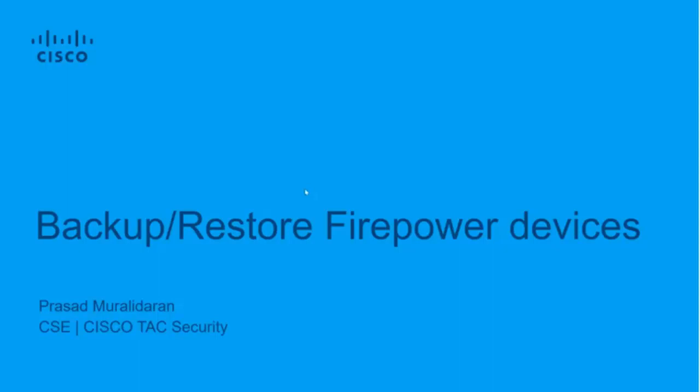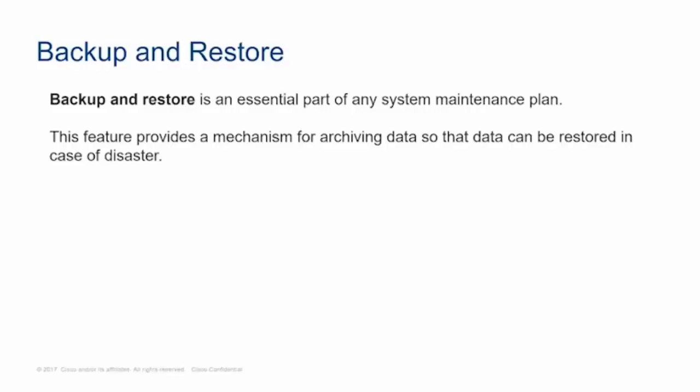So let's start with backup and restore. Backup and restore is a very essential part of a system maintenance plan. In case there's a disaster, or a problem where you need to replace the device, or there's a DB corruption, the backup information is going to help us restore the configuration and events on the device. This really helps in case of any problem impacting the complete system.